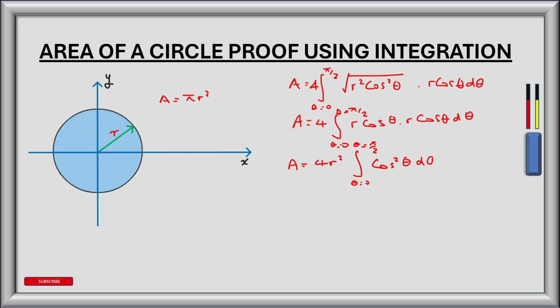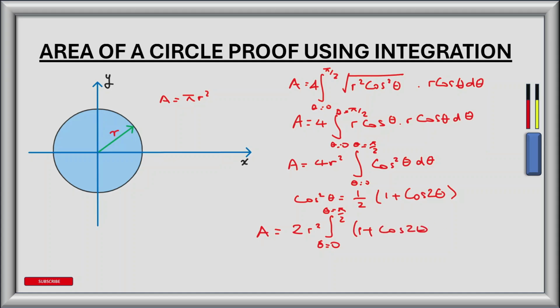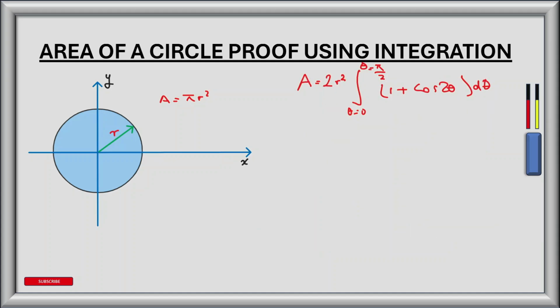Now to integrate this, we can use another trig identity. Cos squared theta is equal to a half multiplied into 1 plus cos 2 theta. So if we substitute this into our area equation, we take the half outside the integral sign and divide it into 4r squared. We get area is equal to 2r squared, and then the integral from theta equals 0 to theta equals pi by 2 of 1 plus cos 2 theta d theta.